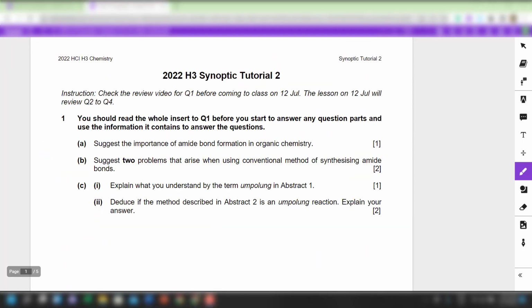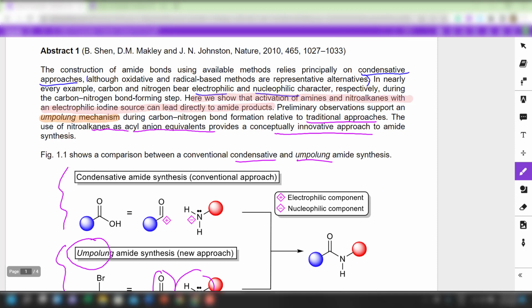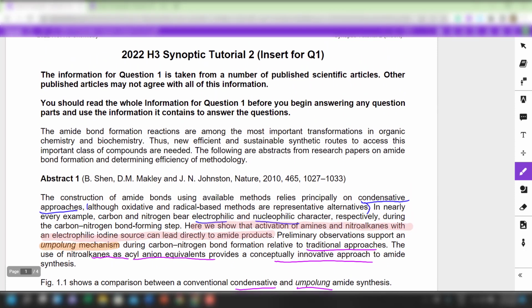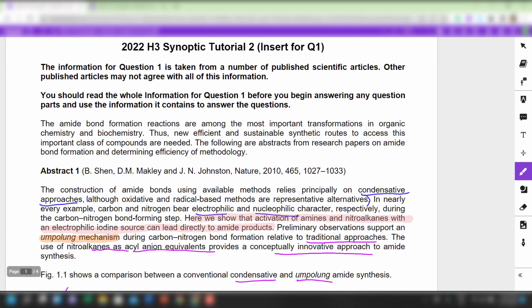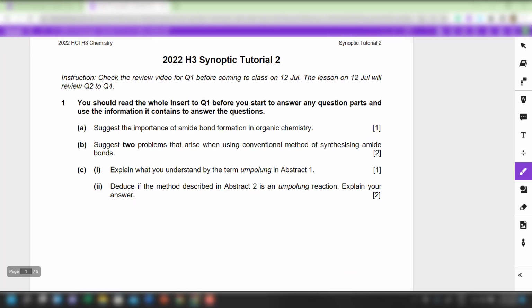For part A, we are asked to suggest the importance of amide bond formation in organic chemistry. If you look back at the abstracts or the inserts provided, they didn't quite address this. What they really talk about is just to tell you that amide bond formations are amongst the most important transformations in organic chemistry and biochemistry, but they did not tell you why they are important.